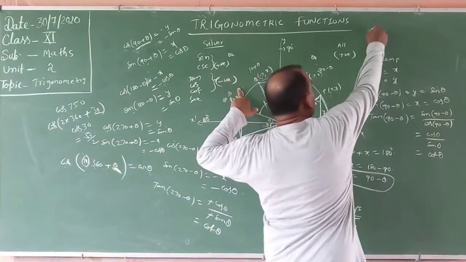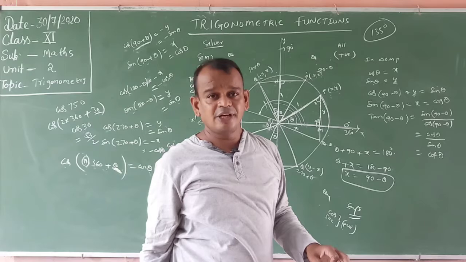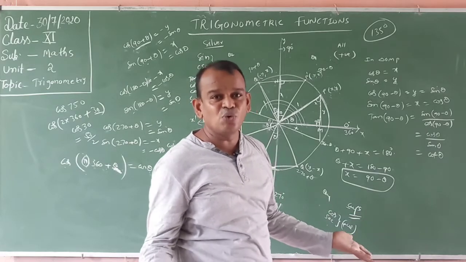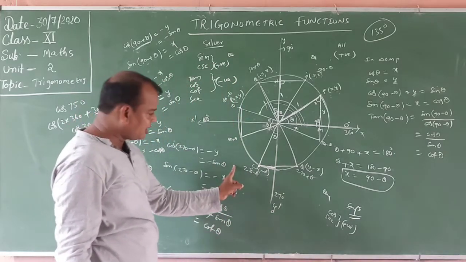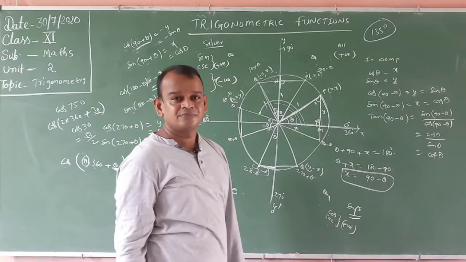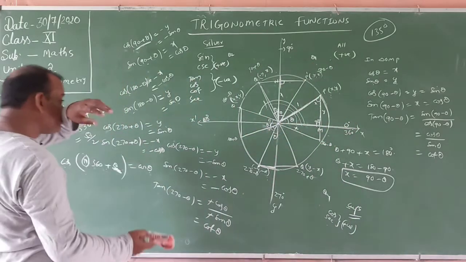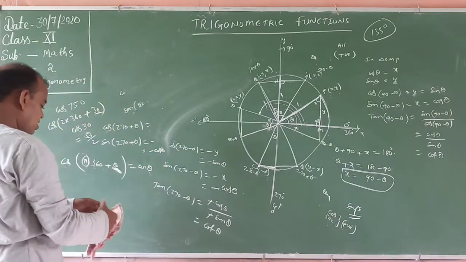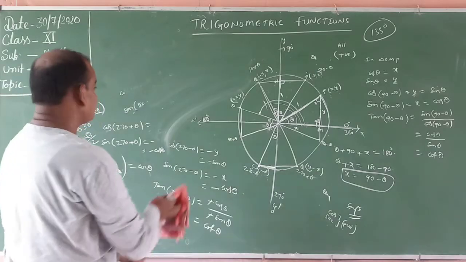Suppose you take 135 degrees. In which coordinate? Second coordinate. 210 is 180 plus theta, and 270 minus theta is in the third coordinate. 270 plus theta and 360 minus theta are in the fourth coordinate. You must remember the allied angles and which coordinate they lie in first. Otherwise, we cannot do any problems in the trigonometric functions.